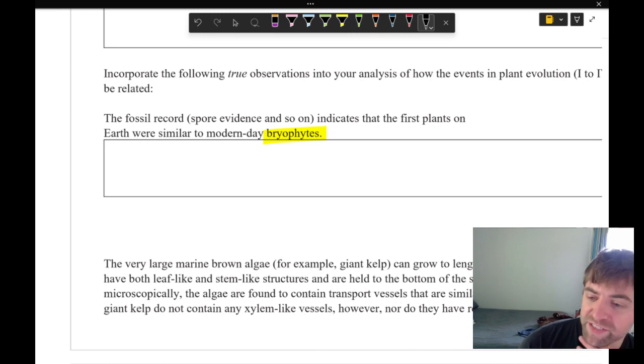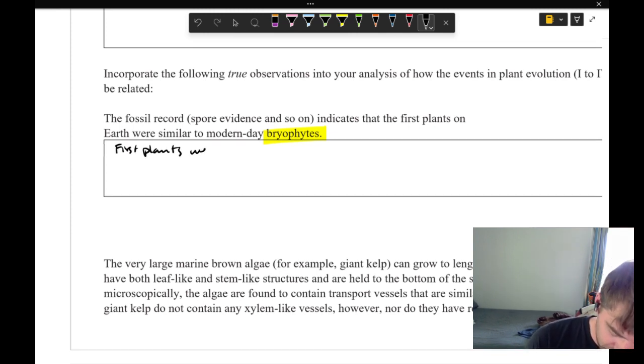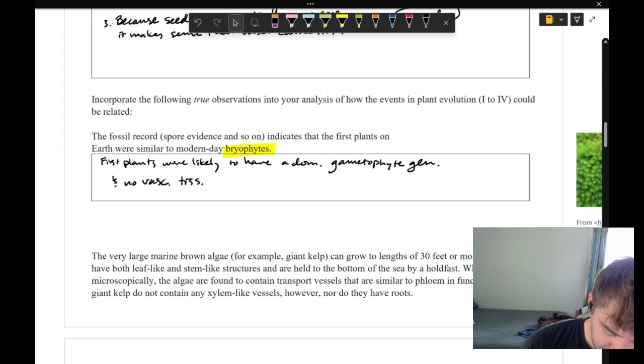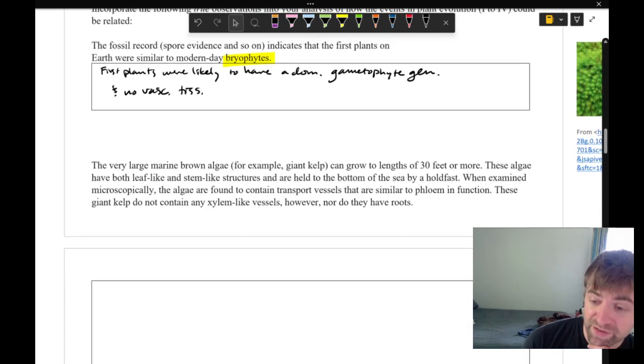How does this relate to the previous steps? The first plants were very likely to have a dominant gametophyte generation and no vascular tissue, as bryophytes have a dominant gametophyte generation and no vascular tissue.